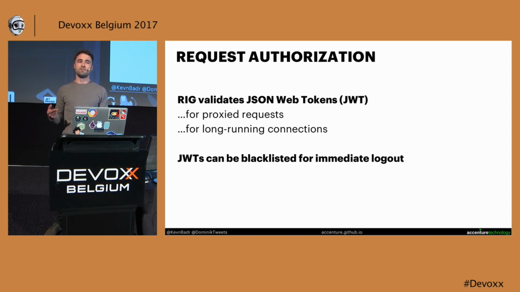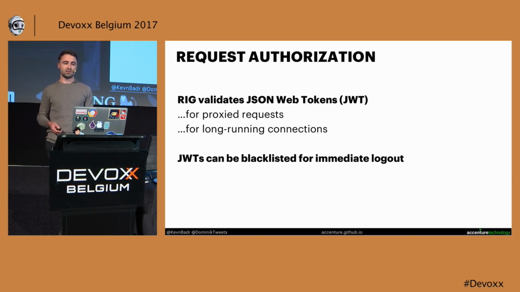So what you can do is, if for instance you think that something malicious is going on and you want to disconnect all the devices of a certain user, you can use one of Rig's APIs to blacklist the token of that user, and all connections will be immediately torn down.